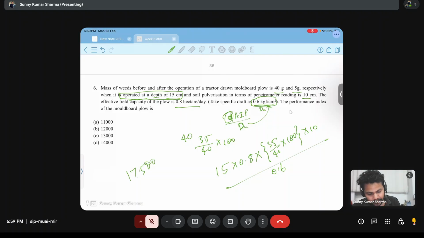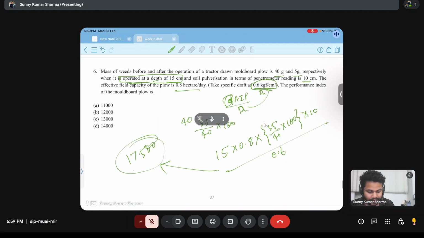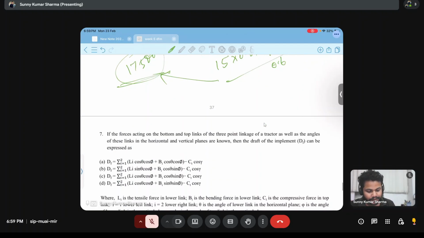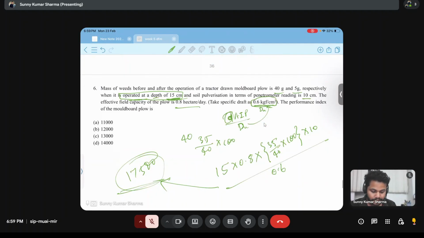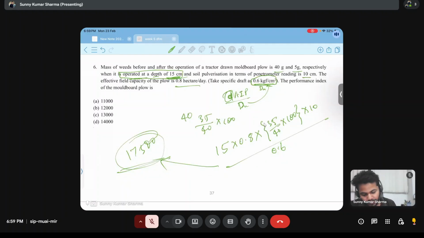17,500. Okay, if you are getting that value, this will be the correct answer. Maybe in the options, it is calculated based on 12. That depth, you might have taken 12. Yes, I always take 12 depth. So 17,500 will be the correct answer according to this 15 centimeter. If you are taking 12, it is coming around 14,000. Then option D is correct.